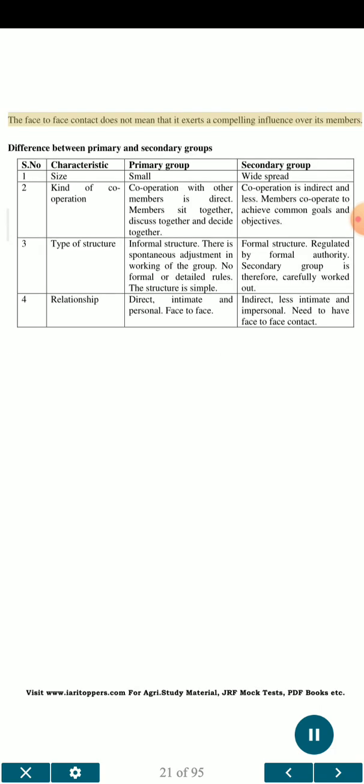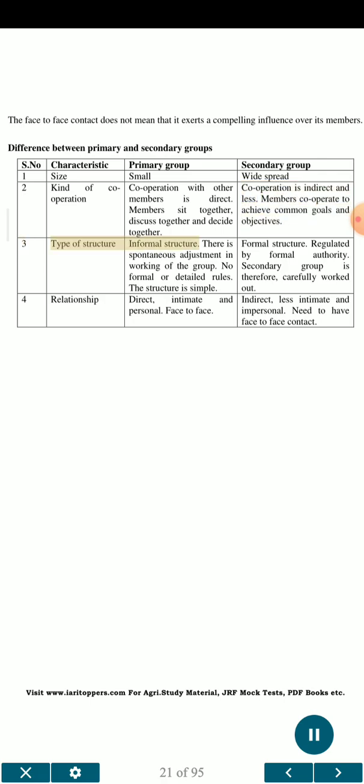The face-to-face contact does not mean that it exerts a compelling influence over its members. Difference between primary and secondary groups. Characteristic: primary group versus secondary group. One, size. Small versus widespread. Two, kind of cooperation with other members. Direct: members sit together, discuss together and decide together. In the secondary group, cooperation is indirect and less. Members cooperate to achieve common goals and objectives.